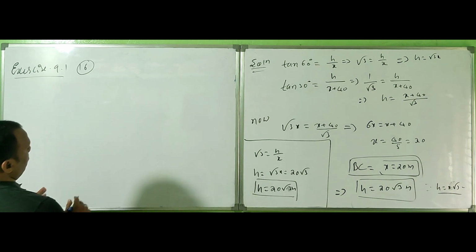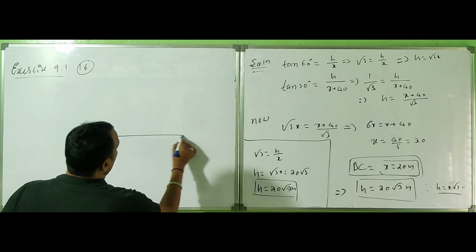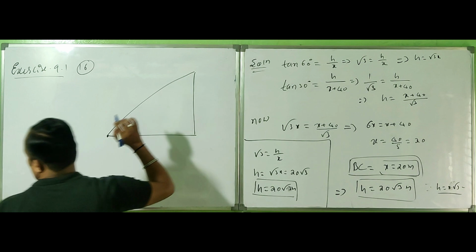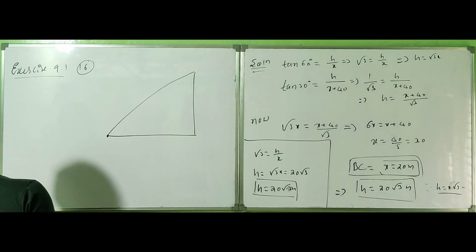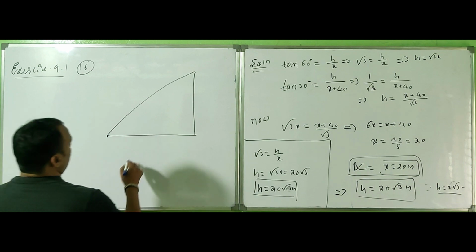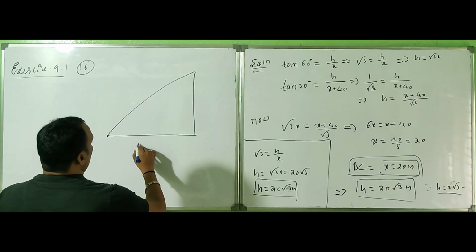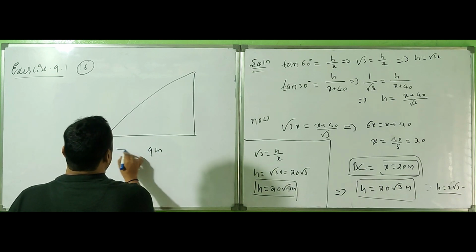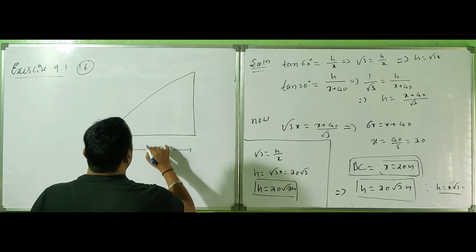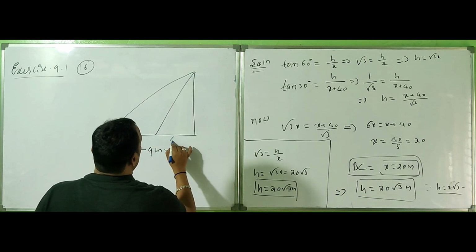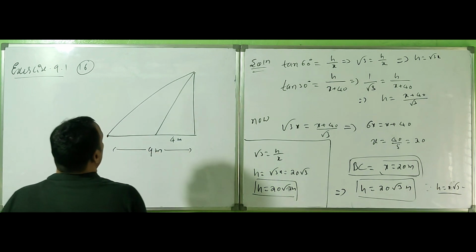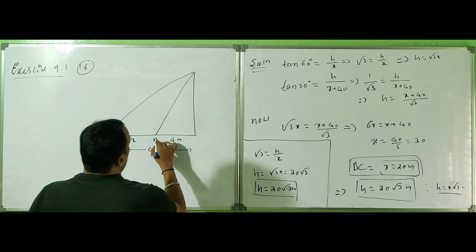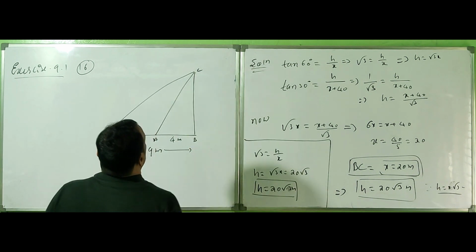Okay. Angle of elevation. So you are standing here. This is the straight line. This is the tower. Okay. One is 9 meter. Let's take the bigger value, 9 meter. This has 9 meter. Okay. Another one is 4 meter. This is the X, O, A, B, C.